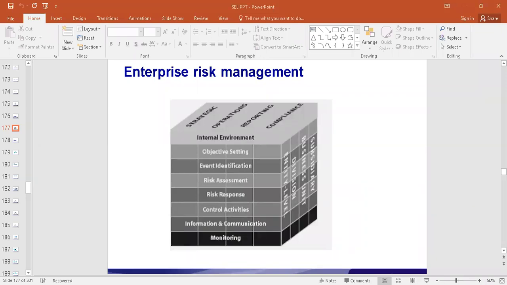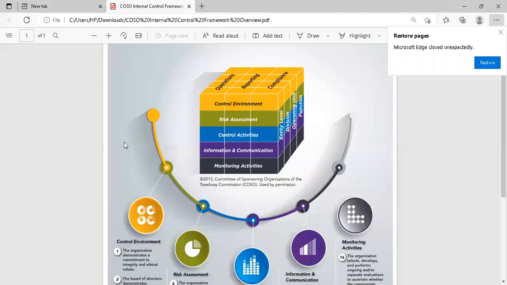One second, I'm just opening the COSO framework. Yesterday, I did show you, just to draw a similarity. See, COSO has given the framework for internal control. The internal control framework has 5 components.